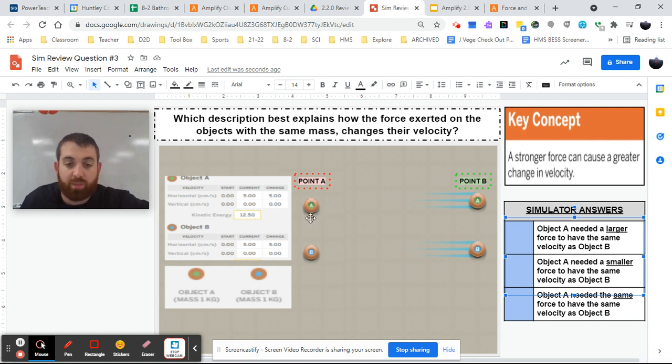We know that A and B are the same mass, so if we give them a stronger force, they'll have a greater change in velocity. A larger force gives you a larger change in velocity. A smaller force gives you a smaller change in velocity. So if we give them the same force, they'll have the same change in velocity.